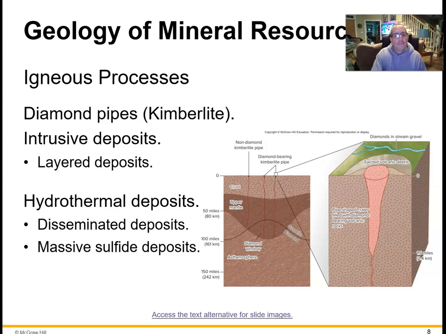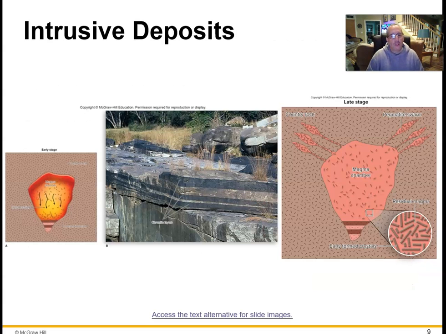So again, it talks about the intrusive deposits, the layer deposits, the hydrothermal. This is all in your textbook. We have limited time on these lectures, so I'm not going to get into that real deeply. The intrusive deposits means that magma has come up near the surface. It's got into some of these veins, these faults, these cracks, whatever they are, and it's depositing these minerals in there in some capacity.